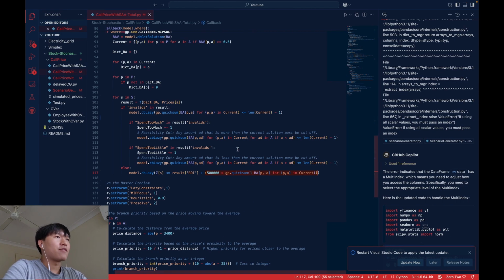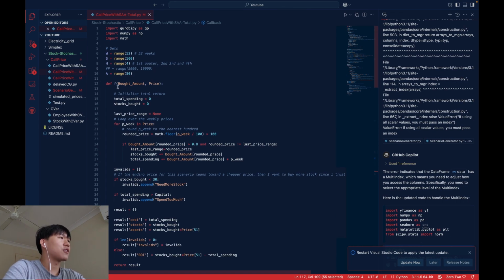And so with that being over, let's quickly look over my code. So here is the G function that I was talking about.